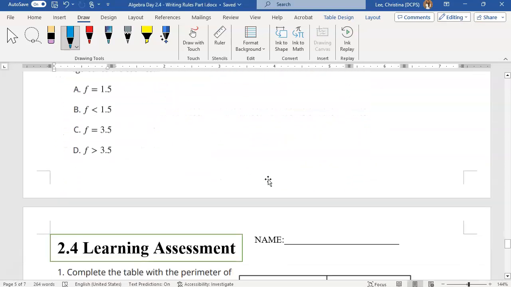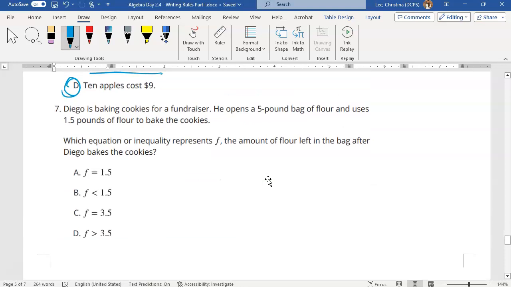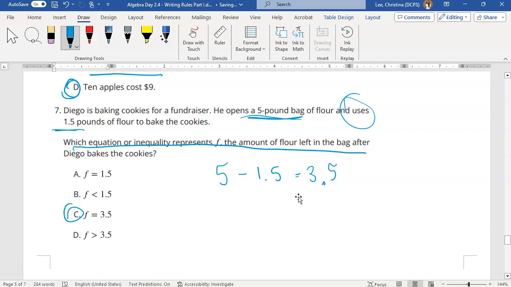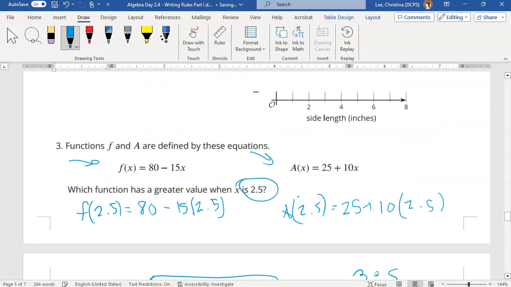And lastly, number 7, Diego is baking cookies for a fundraiser. He opens a 5-pound bag of flour and he uses 1.5 pounds. Which equation or inequality represents the amount of flour left? So the amount of flour left would be 5 minus 1.5, which gives us 3.5. And it doesn't say he uses at least or as much as or no more than. It says he uses, so it's an exact amount here. So F would be equals 3.5. And that's just a little review for your equations and inequalities.